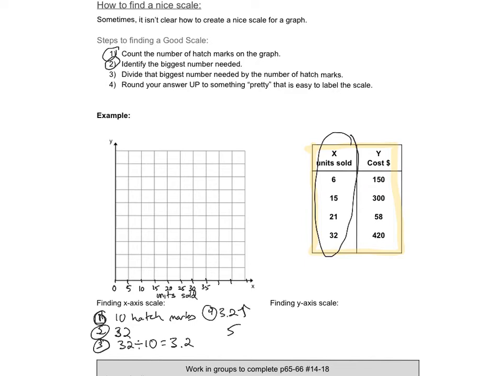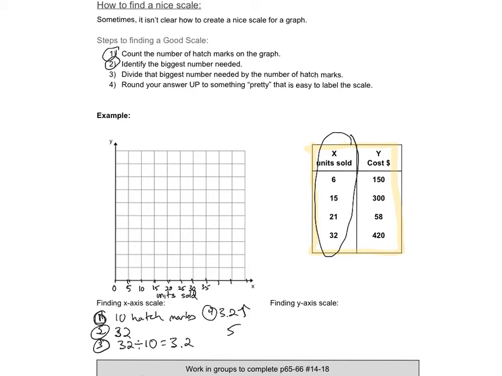Now notice the 6 isn't specifically on there, but I know basically where it is. It's right around here. 15 is on there. 21, I know basically where it is. So I'm not trying to get my exact numbers from the X column on this chart. I'm trying to get a nice steady spacing of numbers that reaches my largest number.